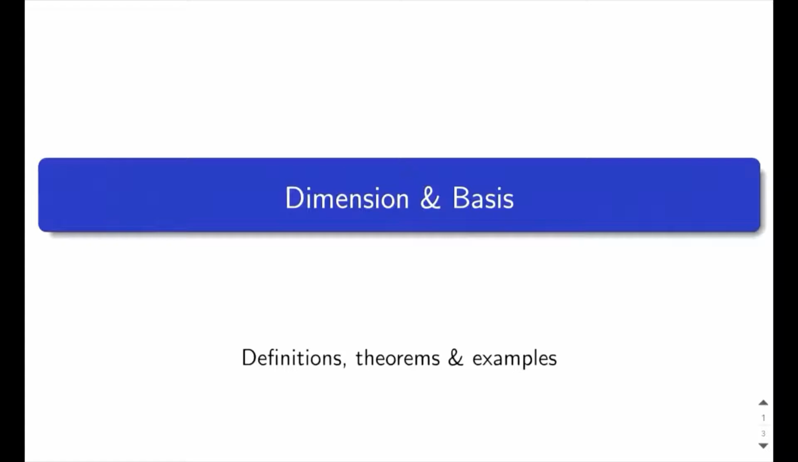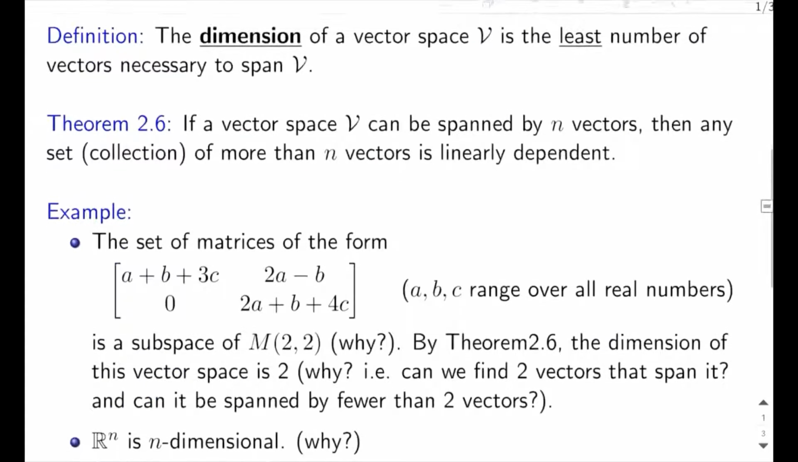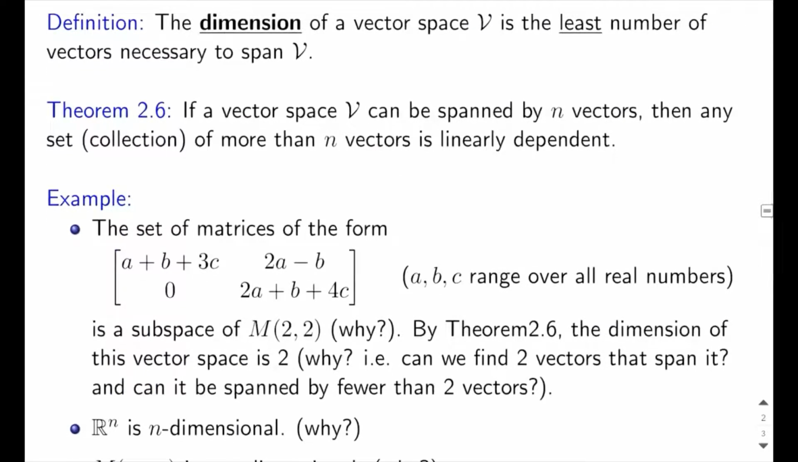Today we are going to talk about dimension and basis. First, the definition of dimension. The dimension of a vector space is the least number of vectors necessary to span V.